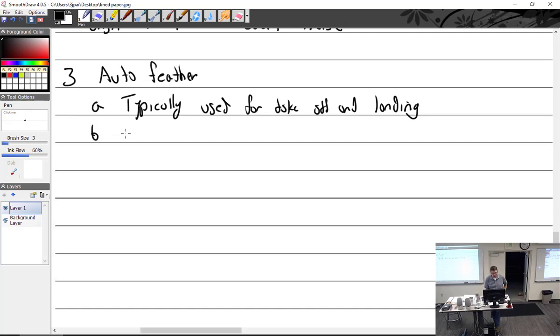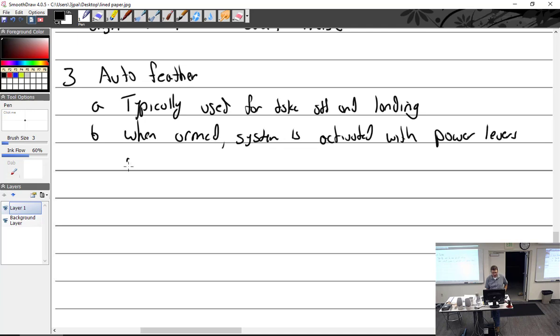B, let's see, when armed, system is activated with power levers above about 50%. What kind of engine do you think this is? Turbine engine. Probably talking King Air type.